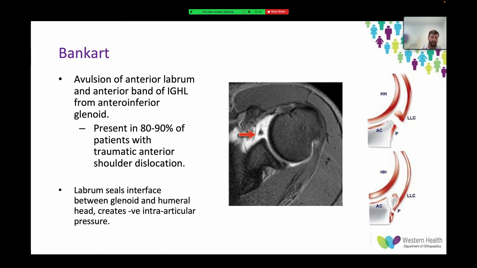On the right, there are some figures which will come up for all of these lesions, which help to really explain what we're talking about here, with the top one being the common soft tissue Bankart, and the bottom one showing a bony Bankart as well.